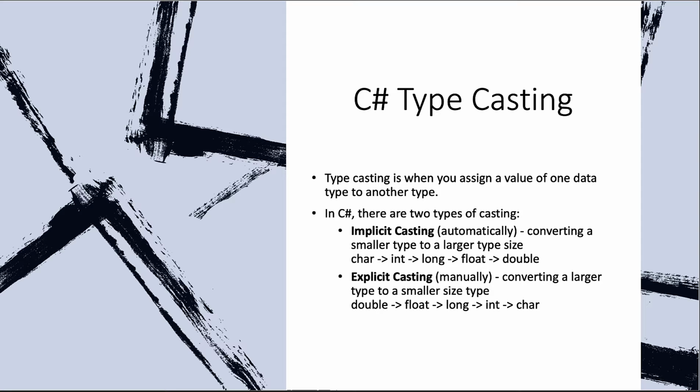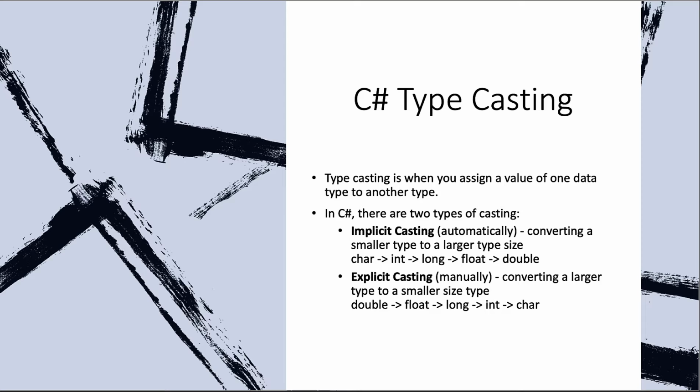For example, if you want to store a long value into a simple integer, then you can typecast long to int. Another example would be converting an integer to a string or float to a double. Note that there are two types of typecasting in C#. The first one is implicit casting. This basically is automatically cast. It basically converts a smaller type to a larger type size.